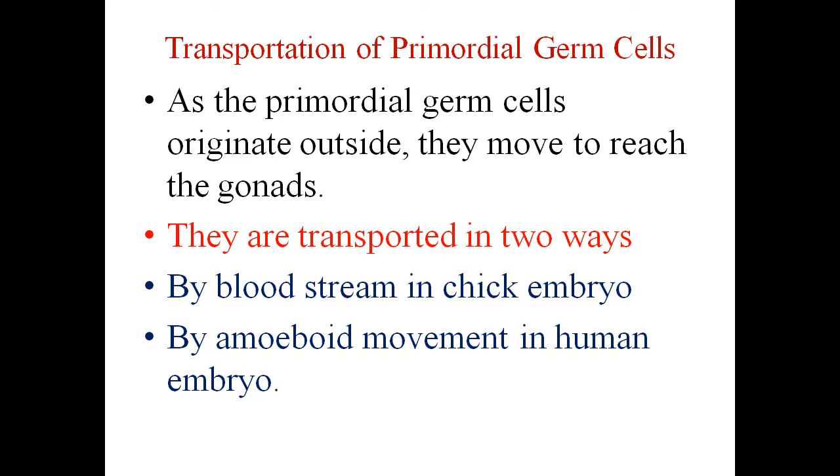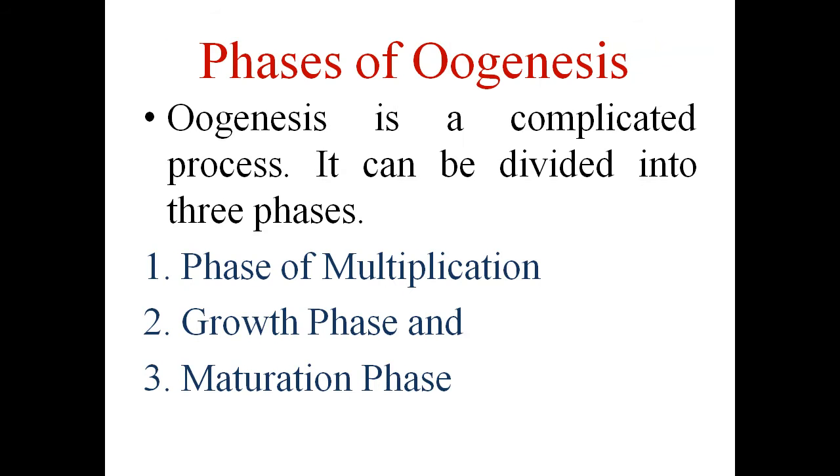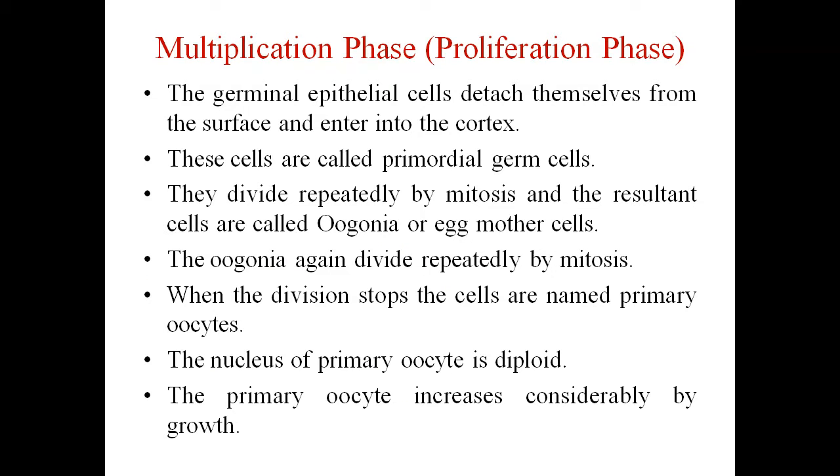Transportation of primordial germ cells. As the primordial germ cells originate outside, they move to reach the gonads. They are transported in two ways: by bloodstream in chick embryo and by upward movement in human embryo. Phases of oogenesis. Oogenesis is a complicated process. It can be divided into three phases: the multiplication phase, the growth phase, and the maturation phase.